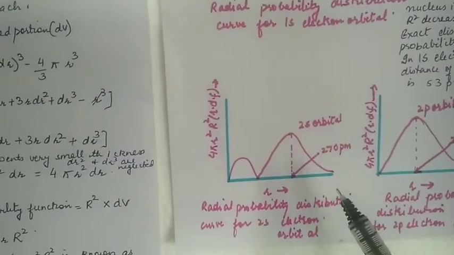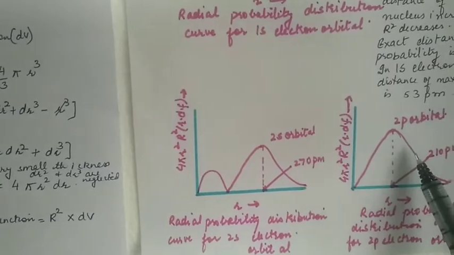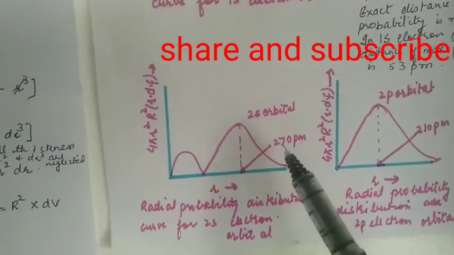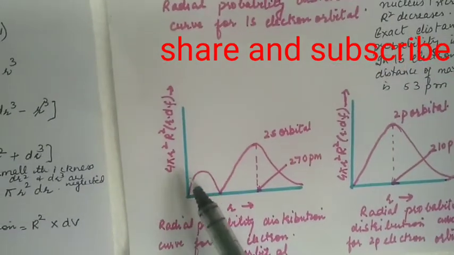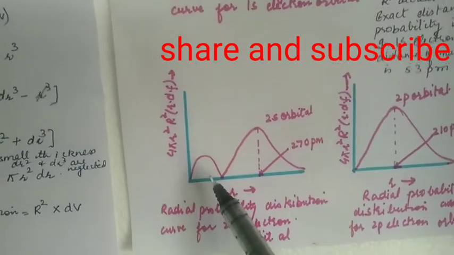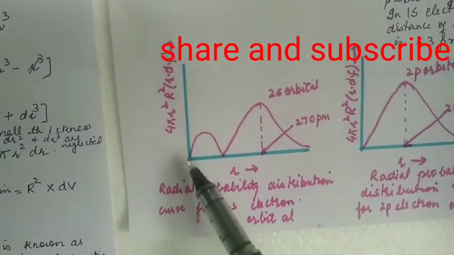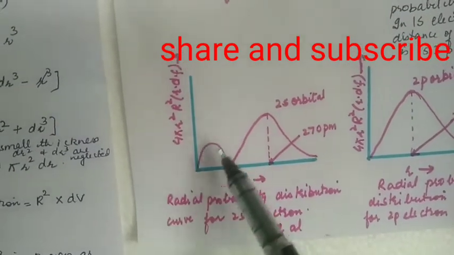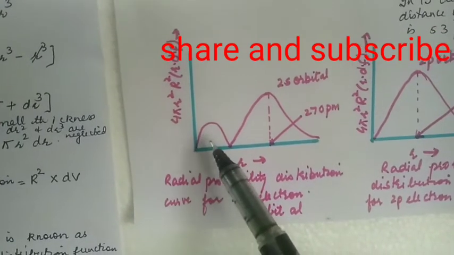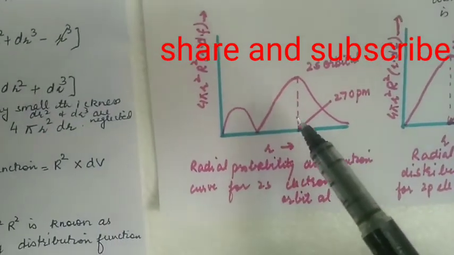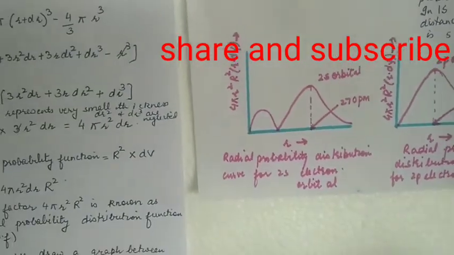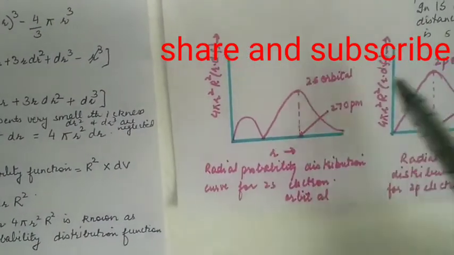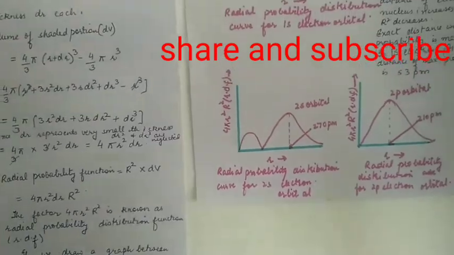And third point is that although the radius for maximum probability of 2p is less than that of 2s, because of the presence of small additional maxima near the nucleus, it indicates that the electron is present most of the time near the nucleus, which is also as expected. So 2s electron is held more tightly to the nucleus than the 2p electron.